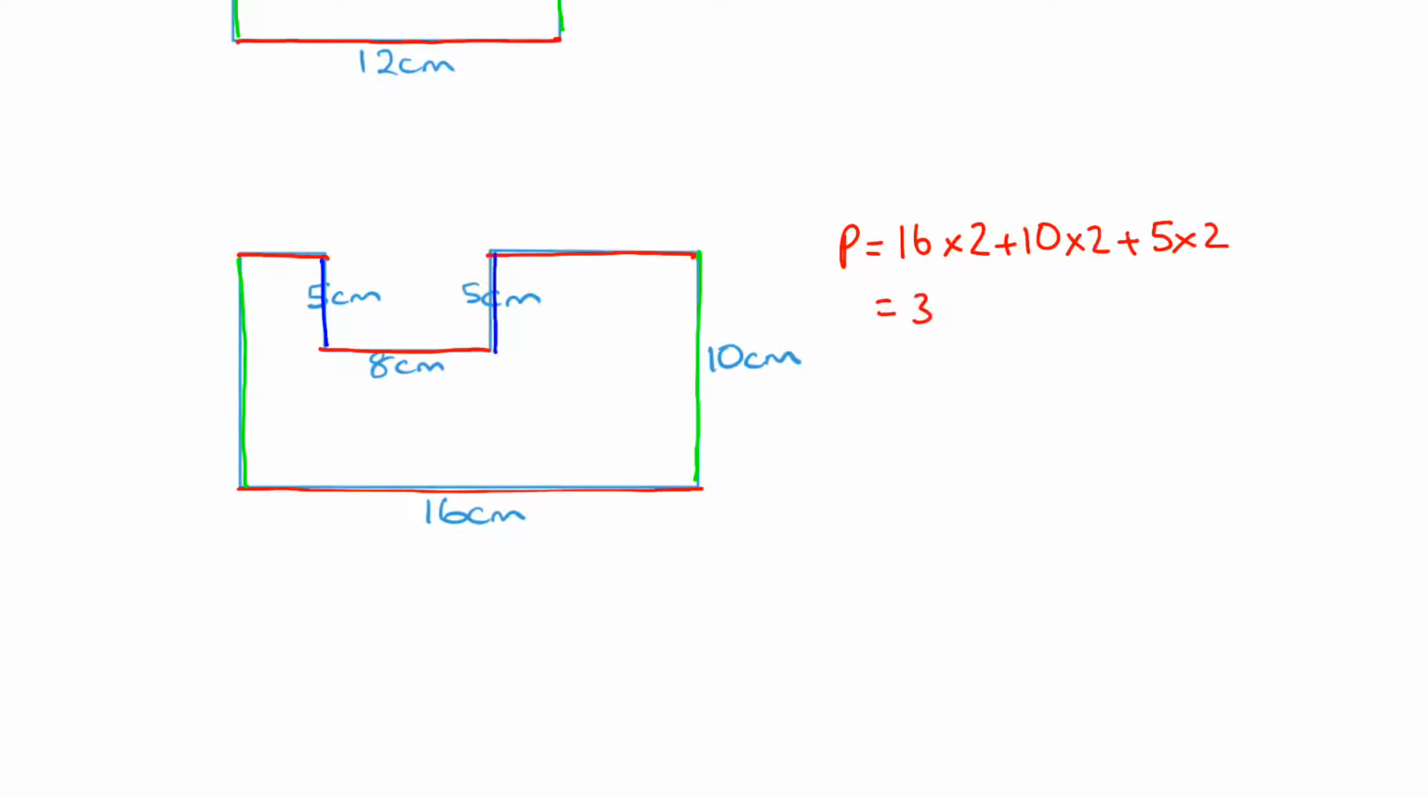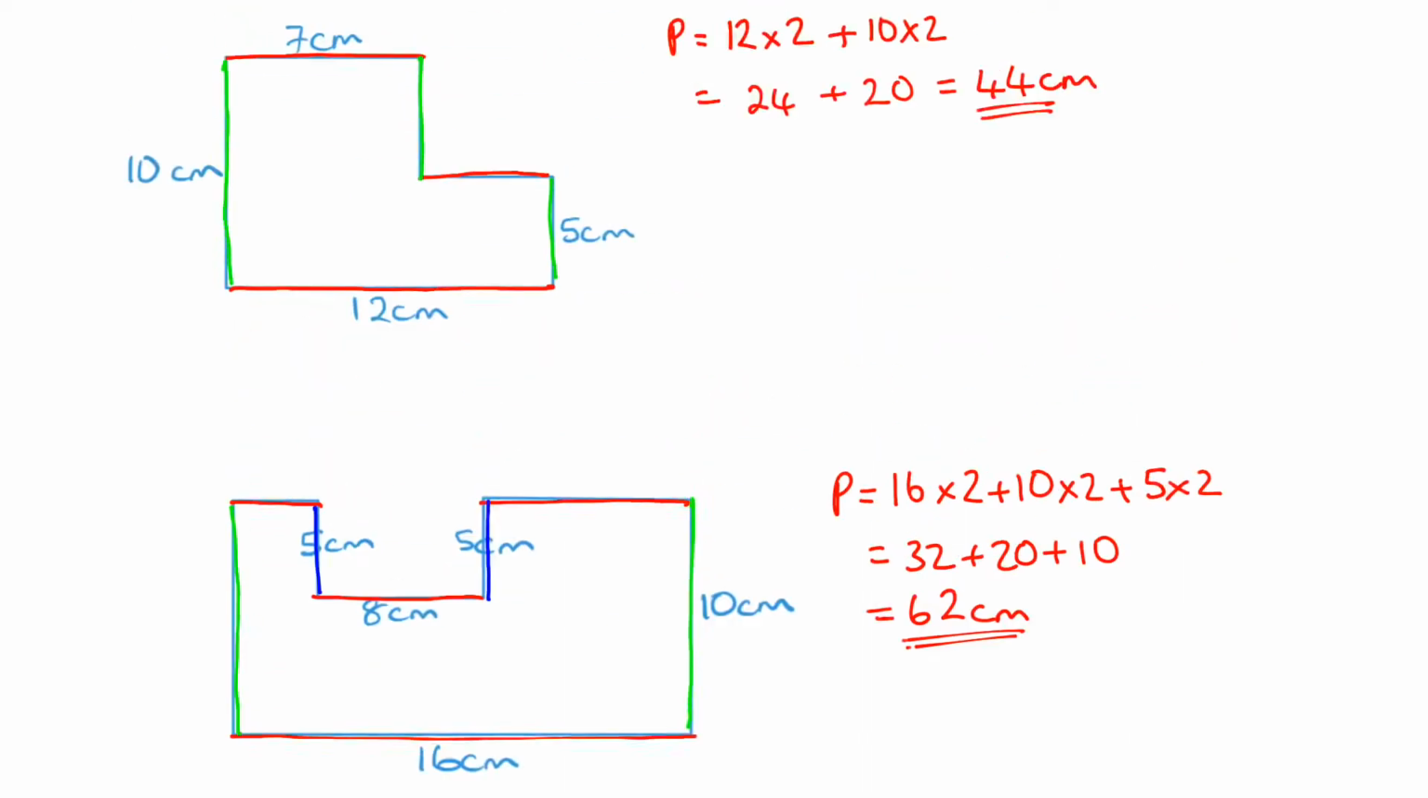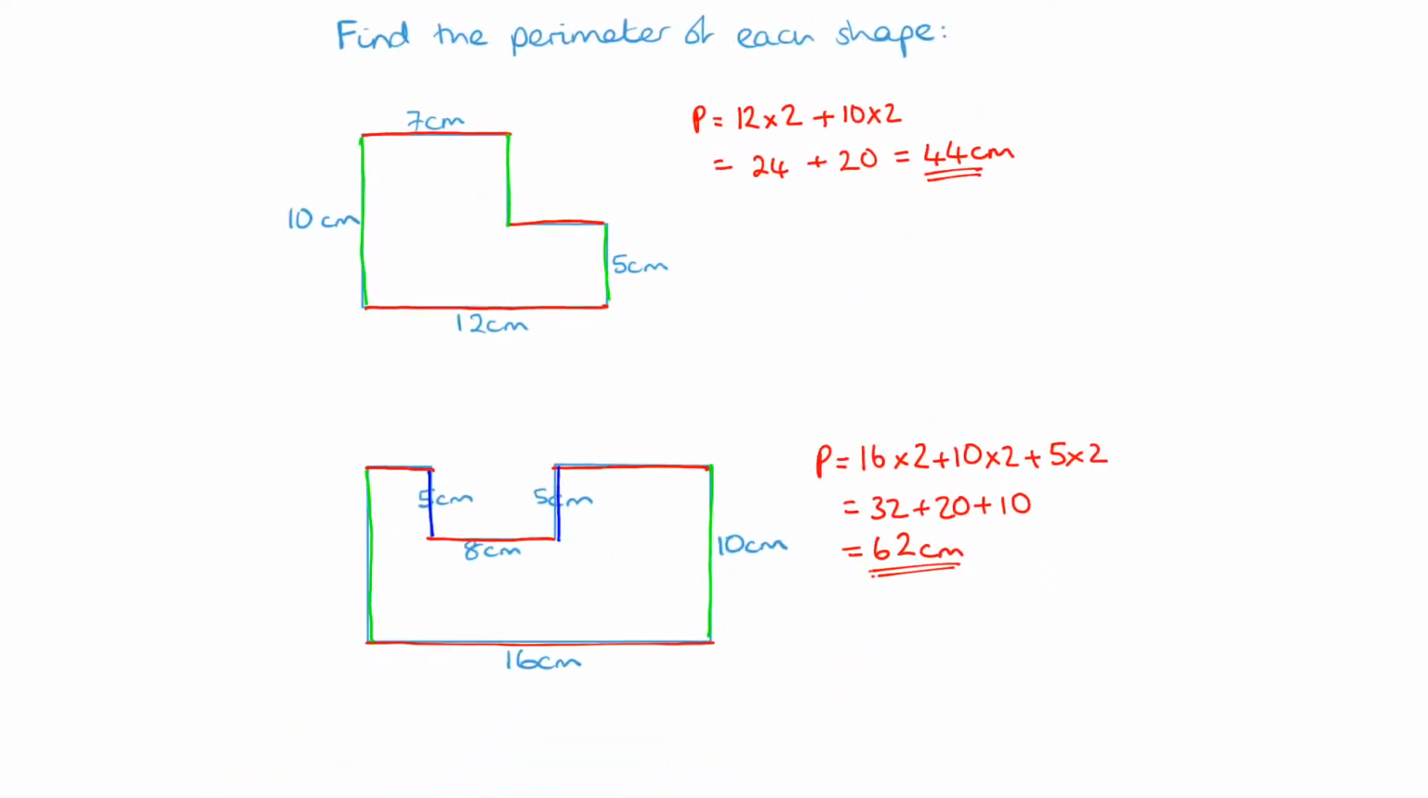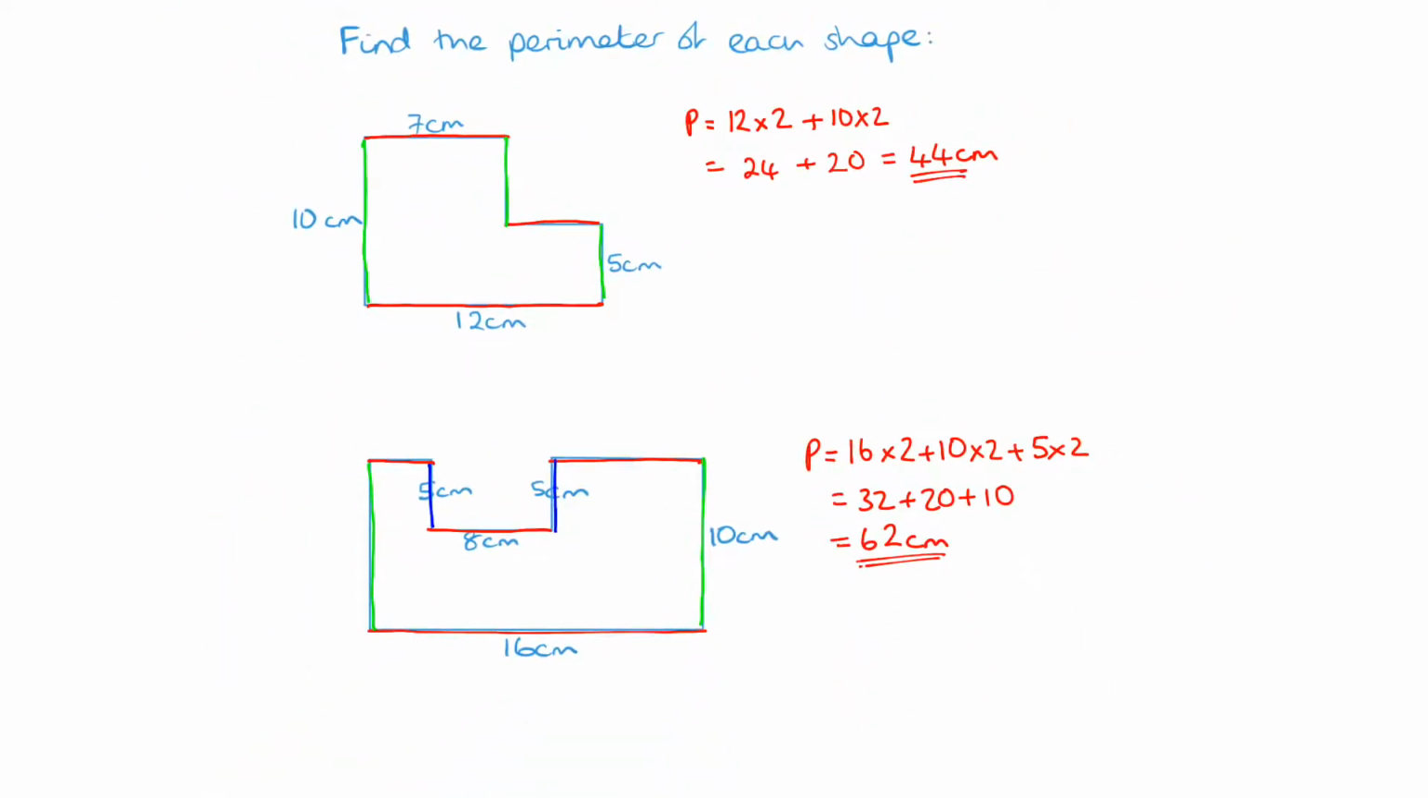So we've got 32, 20 and 10. So 32 and 20 is 52. Add 10 makes 62 centimetres. Okay, so we've got our 2 shapes there that we've remembered how to find the perimeter of.